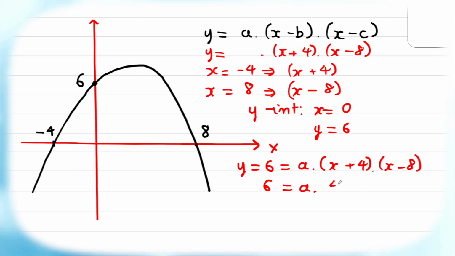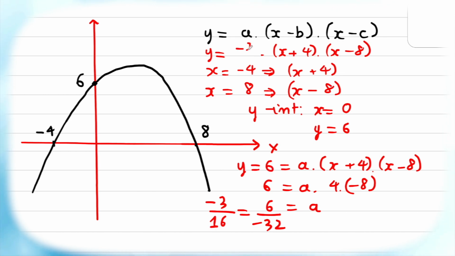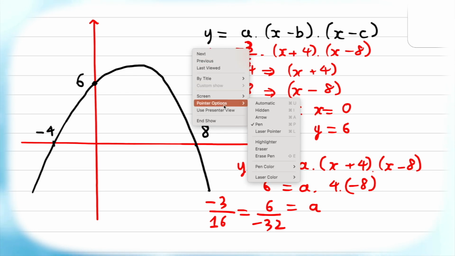Here is 4, here is minus 8, and then a will be 6 divided by minus 32, which simplifies by dividing by 2 to 3 over 16, so minus 3 over 16. So a equal to minus 3 over 16.